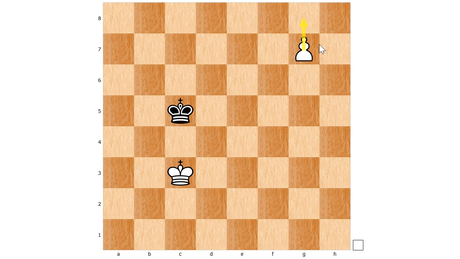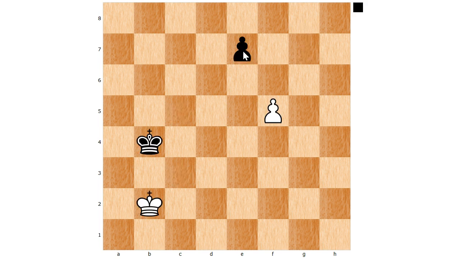And how would you notate en passant? If black moved the pawn here, you would write e5. And if white captures him en passant, you would write f takes e6, e.p. This means the pawn on the f file captures the pawn on e6 en passant.